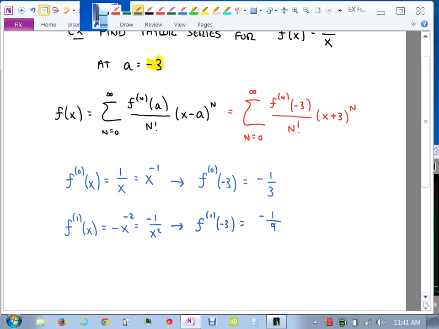Pardon? The negative is from this right here. I put -3 squared, I get +9, but then the negative on top. And now the second derivative equals what?